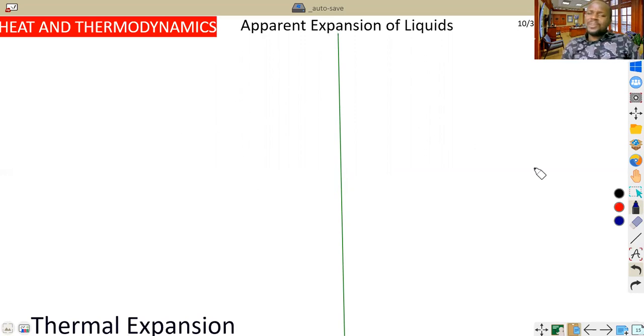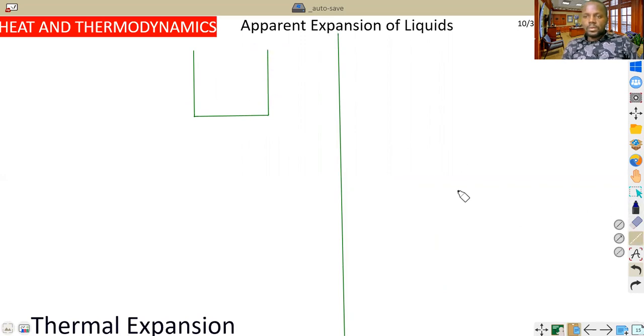To understand this concept very well, maybe I should draw a container and fill that container with a liquid for us to understand the concept of apparent expansion. So this is a container. I hope students can see the container. This is what I'm trying to draw. And inside that container, which is sealed up, is filled to the brim with water.